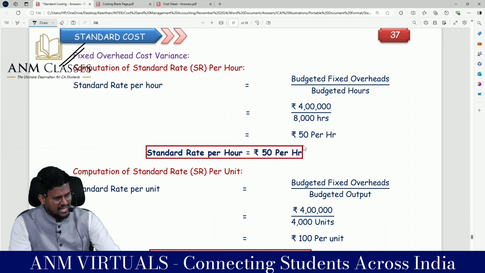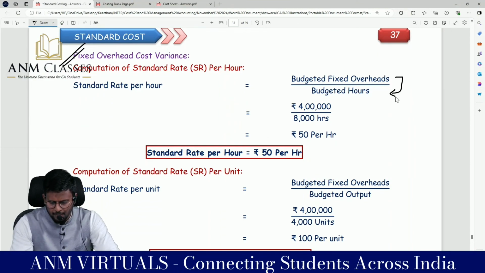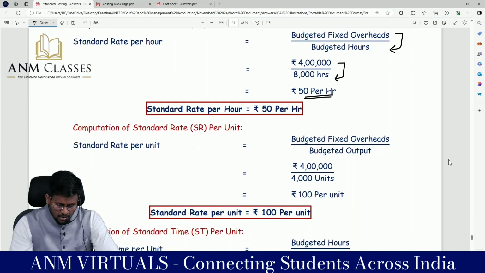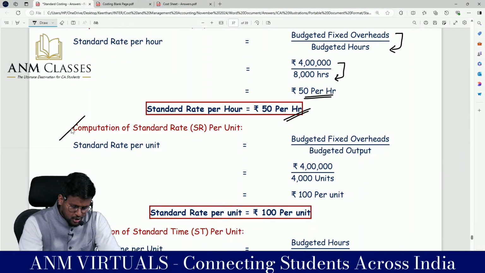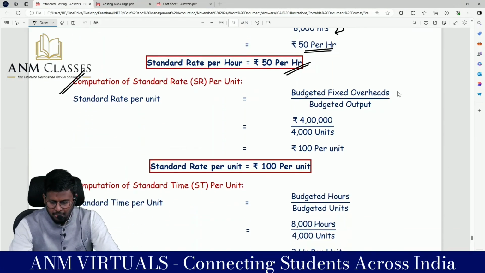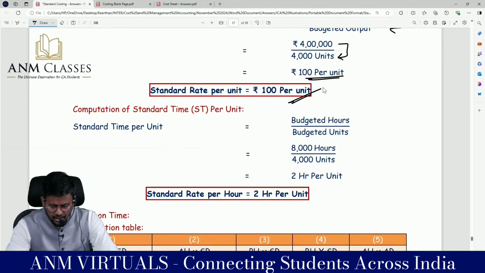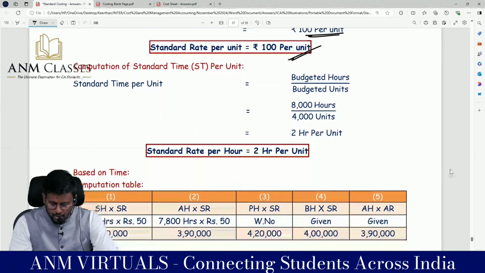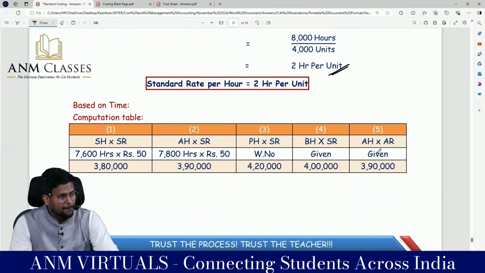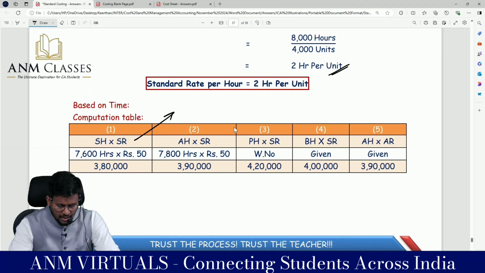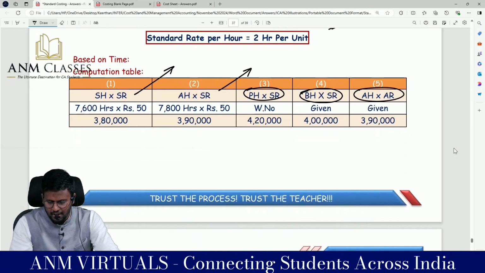First we have to calculate the standard rate, which is BFOH divided by 4 lakhs divided by what? Standard rate is 50 per hour. And computation of standard rate per unit: BFOH divided by 4 lakhs divided by what per unit? 100 per unit. Standard time is 2 hours. What is the table? 5 columns: standard hour, actual hour, PFOH, BFOH and AFOH.